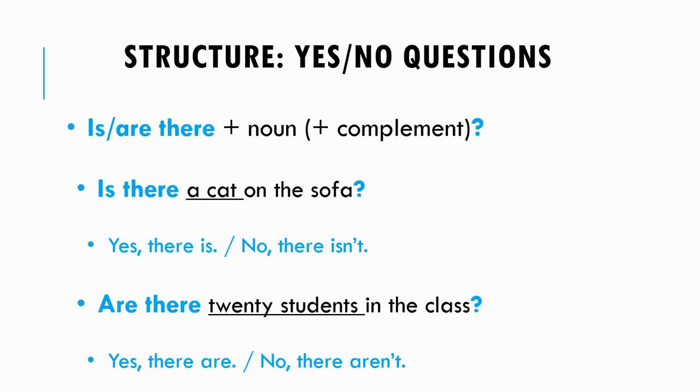Let's continue. Now, let's study yes-no questions. First, is there, are there, plus the noun and optional complement, and the question mark, right? Is there a cat on the sofa? Yes, there is. No, there isn't.